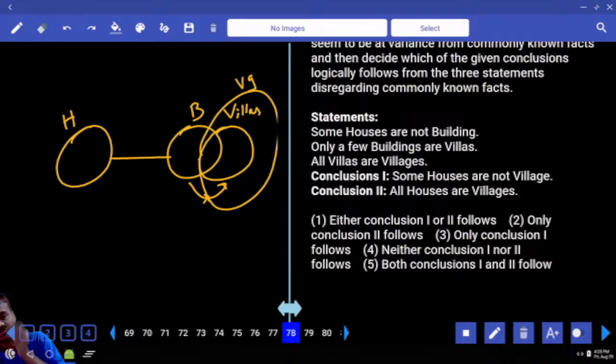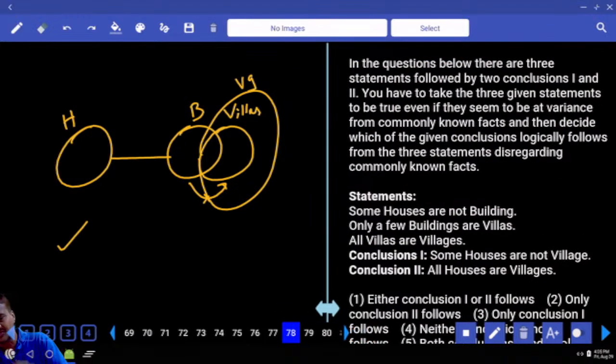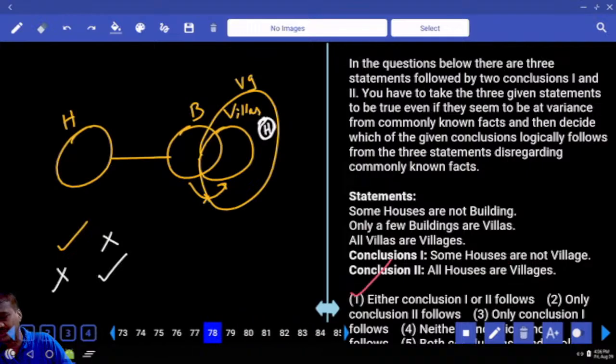Then some houses are not village, that is true. To make this one false, now we need to prove all houses are villages. Possible or not possible? Possible. Hence this conclusion will be false. Then all houses are villages. Now first conclusion has become true. Second, all houses are villages, false. Now to make the first one false, you need to bring these houses like this. Then this will be false. Now second one will be true. Then what is your answer? Either 1 or 2. Between these two, only one can be true, either 1 or 2, choice 1.